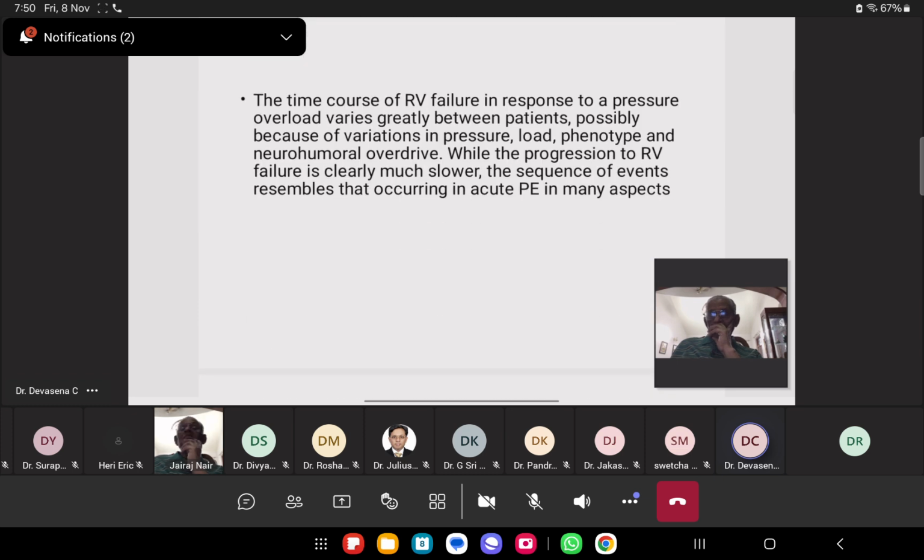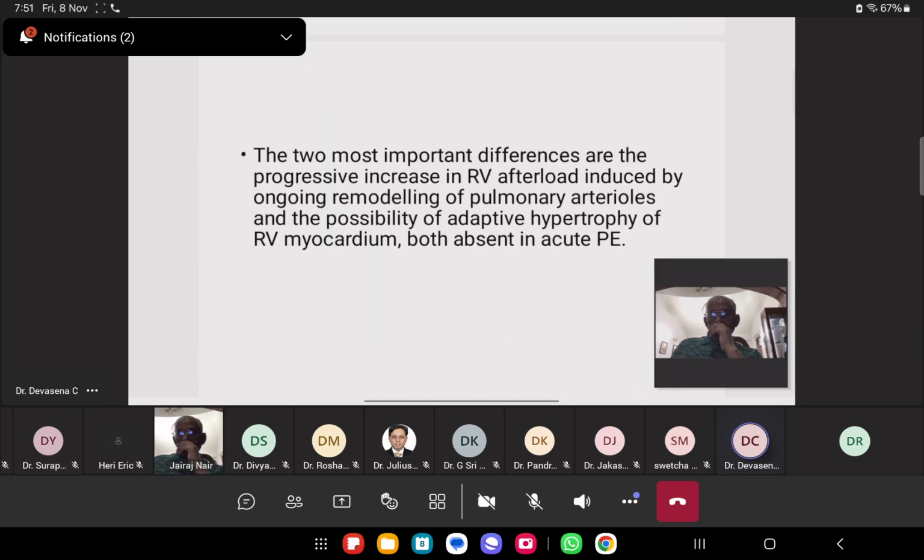The time course of RV failure in response to a pressure overload varies greatly between patients, possibly because of variation in pressure, load, phenotype, and neurohumoral overdrive. While the progression to RV failure is clearly much slower, the sequence of events resembles that occurring in acute pulmonary embolism in many aspects. The two most important differences are the progressive increase in RV afterload induced by ongoing remodeling of pulmonary arterioles and the possibility of adaptive hypertrophy of the RV myocardium. Both are absent in acute pulmonary embolism.